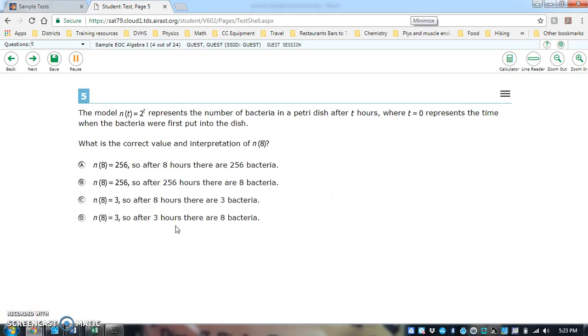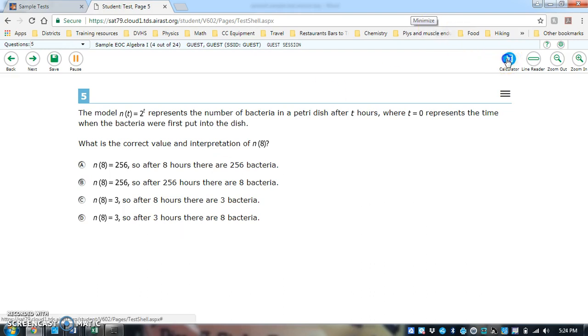Problem 5 is a real simple one. We're told that the model for the bacteria growth in a petri dish after t hours. So t hours, that means t is time. Our input is time, where t equals 0 represents the time when the bacteria were first put in the dish. So what is the correct value and interpretation of n of 8?